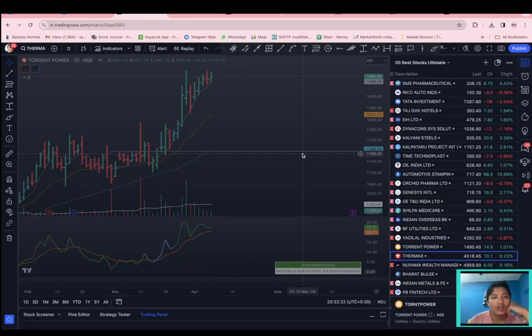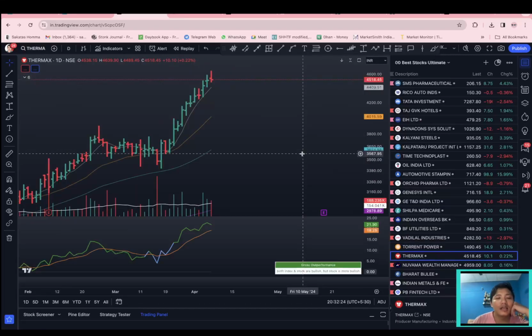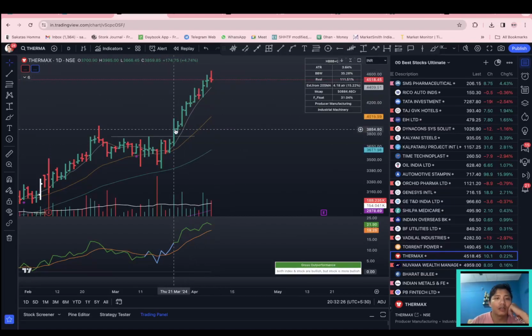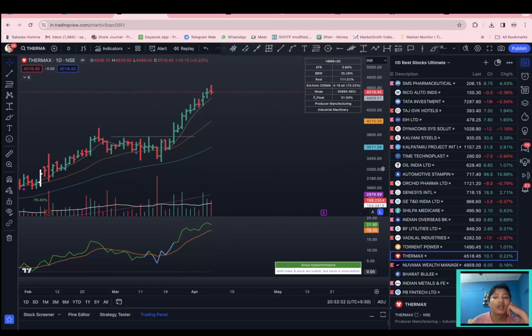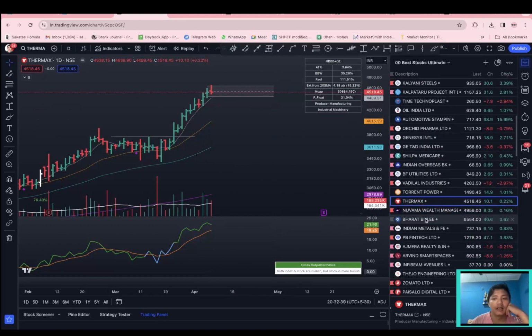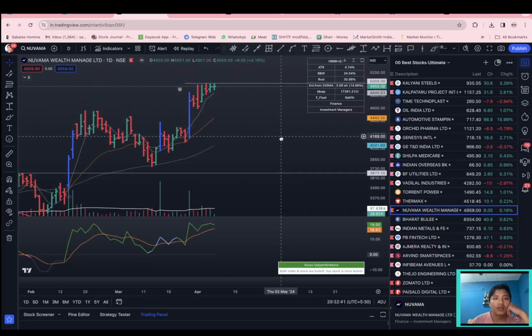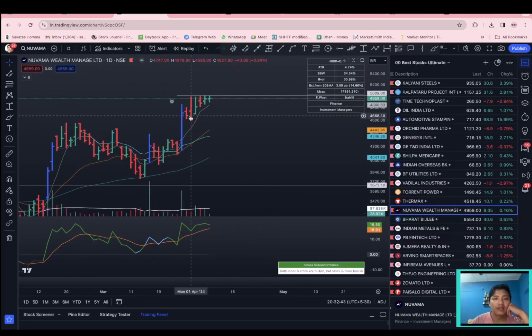So Torrent Power, not interested. I mean, see, these are very strong stocks, okay, but the right place to enter is gone, and that's why I'm saying that I'm not interested. Not that if Torrent Power or Thermax now sets up with another tight area, of course I'll be interested, but not currently. Nuvama is also a tight area, but I just don't like this inching up structure.